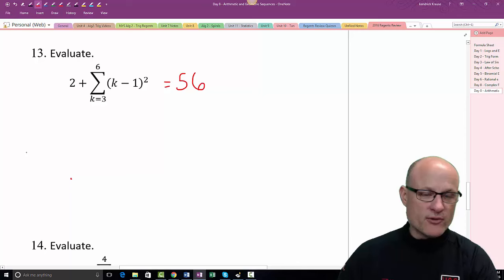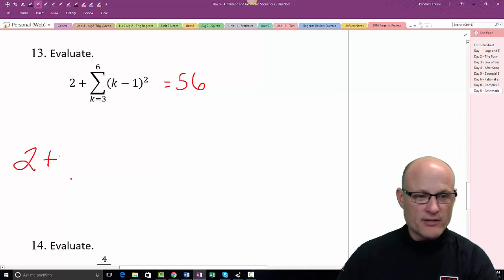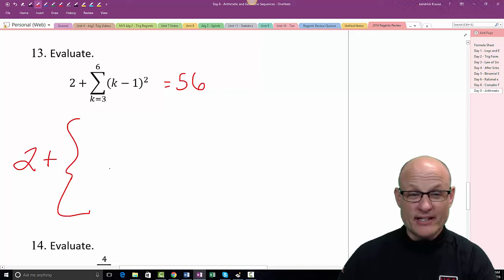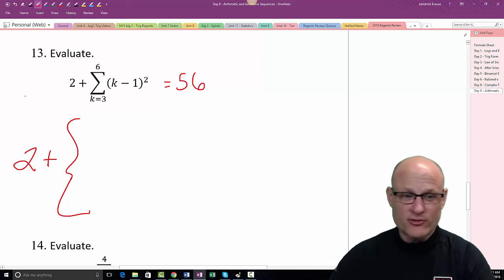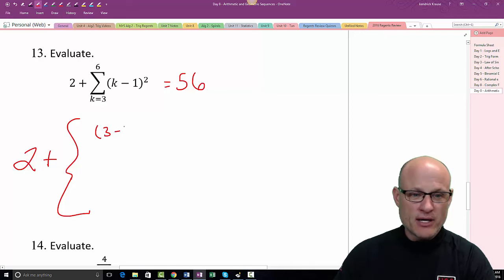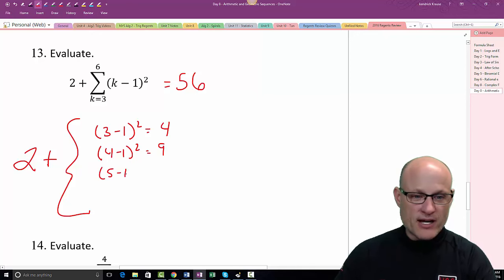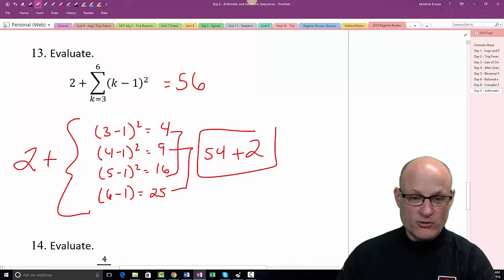Now, if you have to do this by hand, you do 2 plus the summation. Only one 2 gets added. First I plug in the 3: 3 minus 1 squared is 2 squared, which is 4. Then 4 minus 1 squared is 9. 5 minus 1 squared is 16. 6 minus 1 squared is 25. If I add these up, that's 20, and 34, that's 54, plus the original 2, 56.